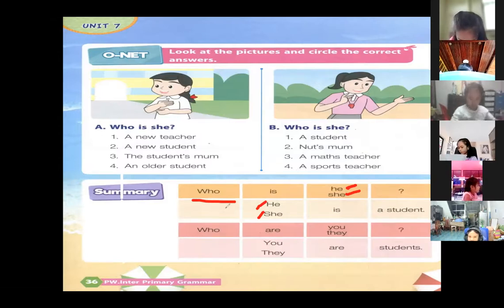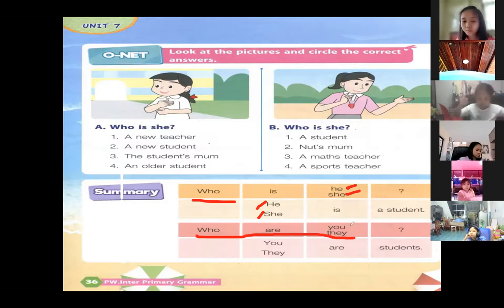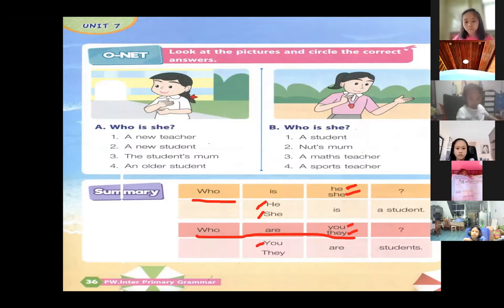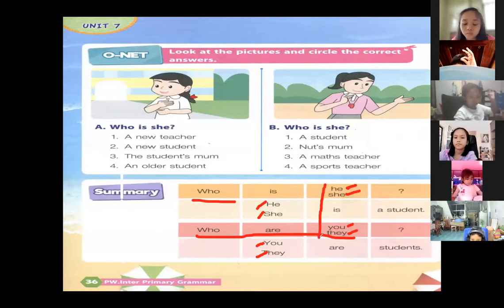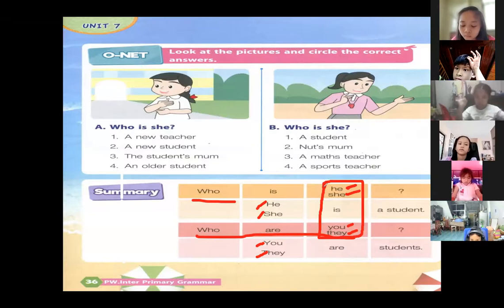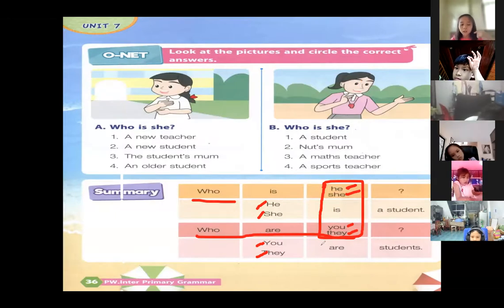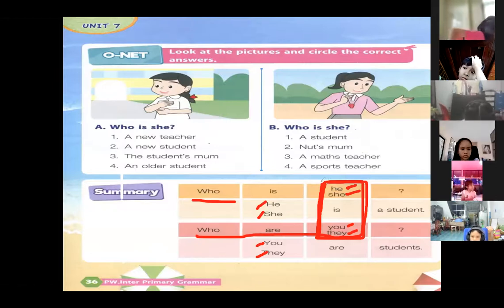Do you understand? Okay, everybody, if you understand about this, very good. Next, who are you or who are they? Then you answer it with you are, they are. So you can notice from here, when the question ends with she, he, you, they, your answer should also start with those words.